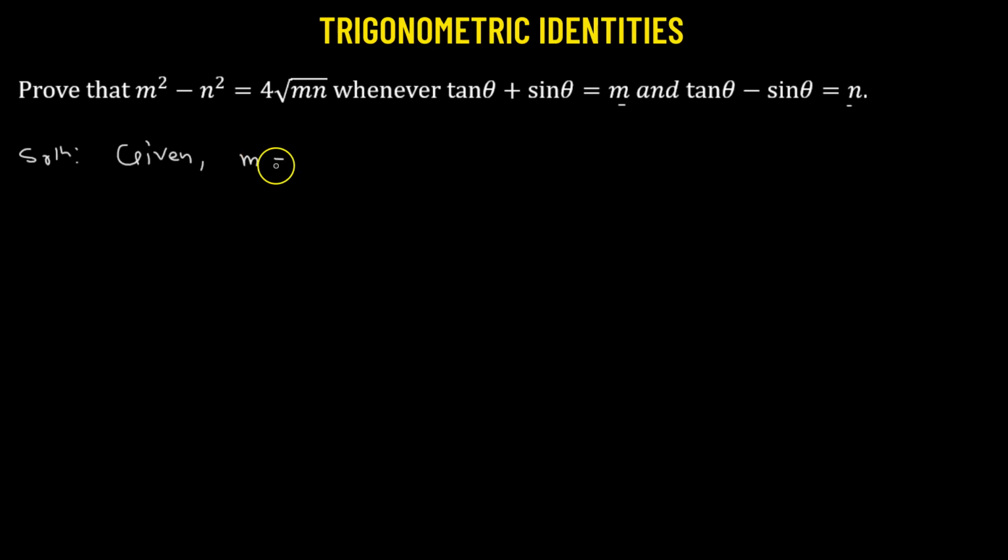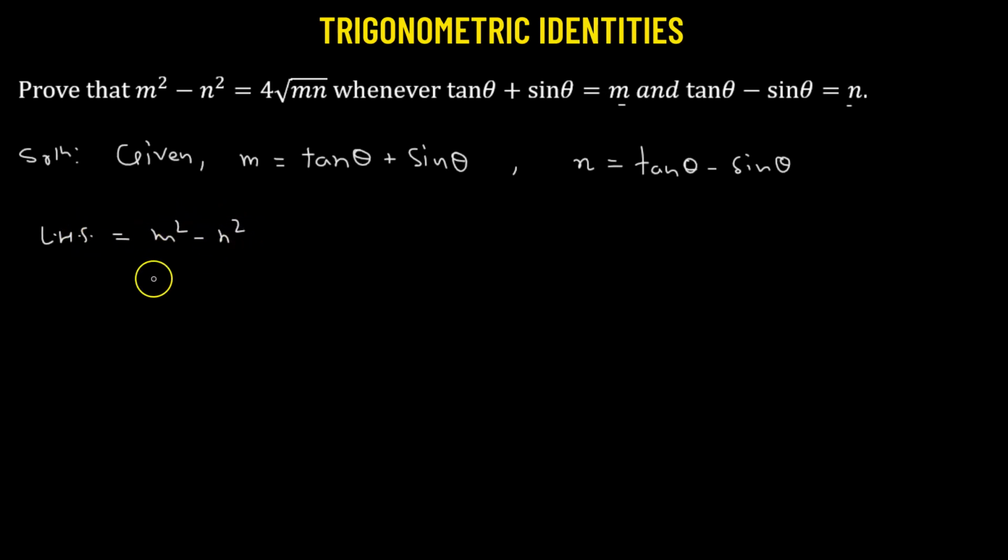We're given that m equals tangent of theta plus sine theta, and n equals tangent of theta minus sine theta. So we'll start from the left hand side. On the left hand side we have m squared minus n squared. So our m value, that's tangent theta plus sine theta whole squared, minus tangent theta minus sine theta whole squared.